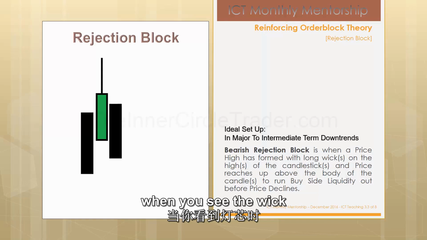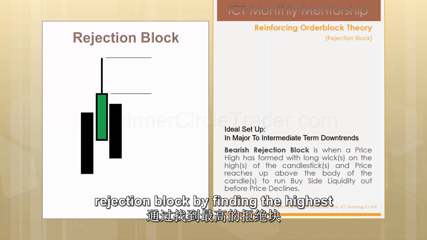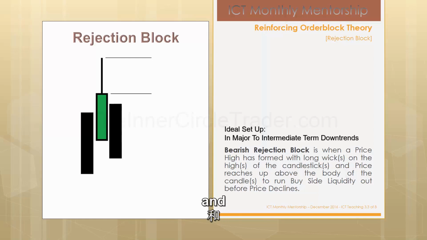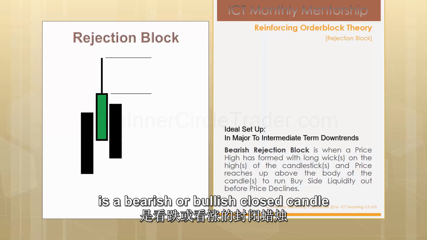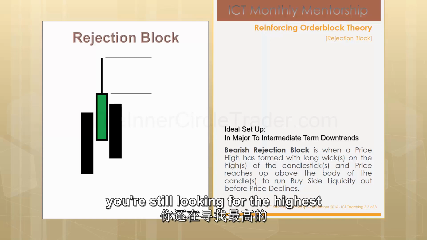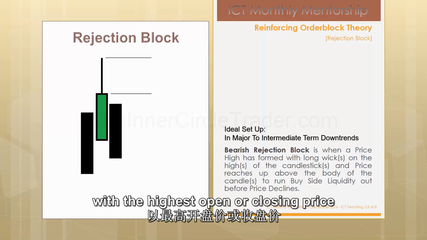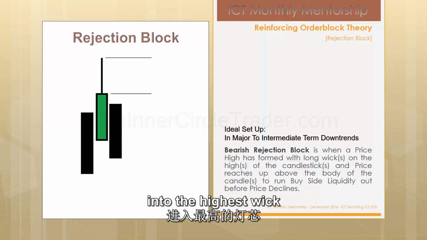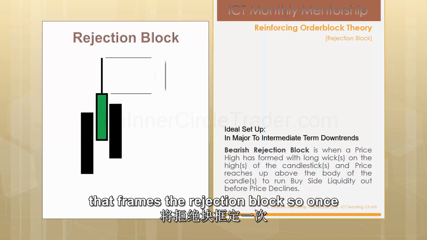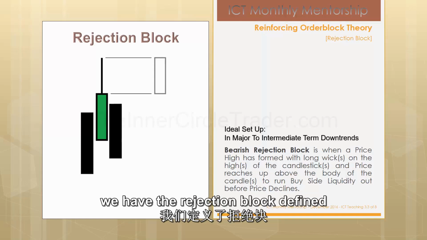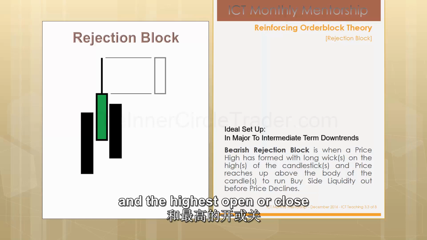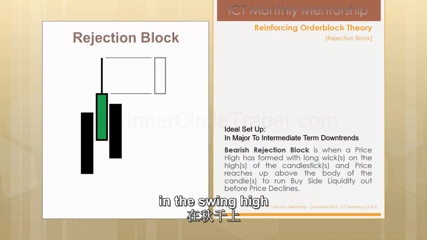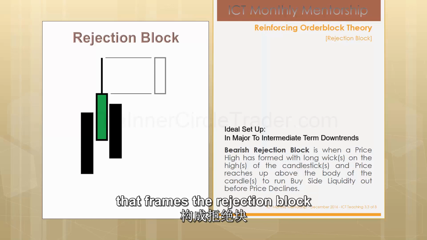When you see the wick, you have to build the parameters for the rejection block by finding the highest high and the highest open or close in the swing high. It does not matter if the highest candle is a bearish or bullish closed candle. You're still looking for the highest high with the highest open or closing price into the highest wick. That frames the rejection block. So once we have the rejection block defined by the highest wick's high and the highest open or close in the swing high, that frames the rejection block.